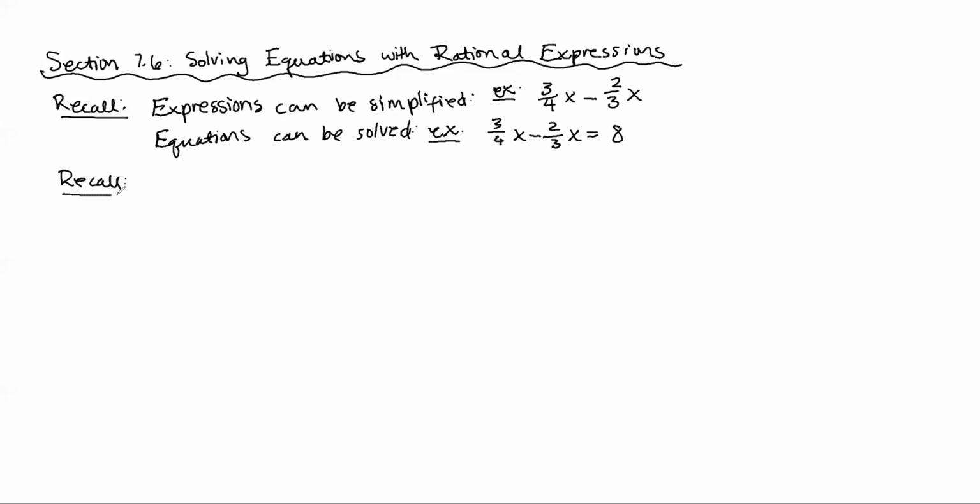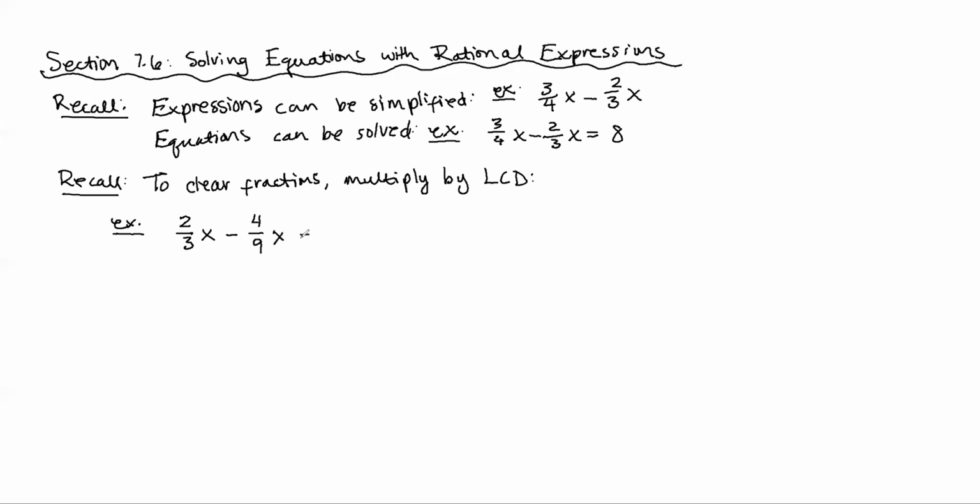Our second is something you might not remember all that well from Math 95 because we didn't work with it a ton. But if we wanted to clear fractions in an equation, we could multiply by the LCD. So let's go ahead and take a look at a couple of examples to see what that looks like. All right, so let's go ahead and look at 2/3 x minus 4/9 x equals 2.